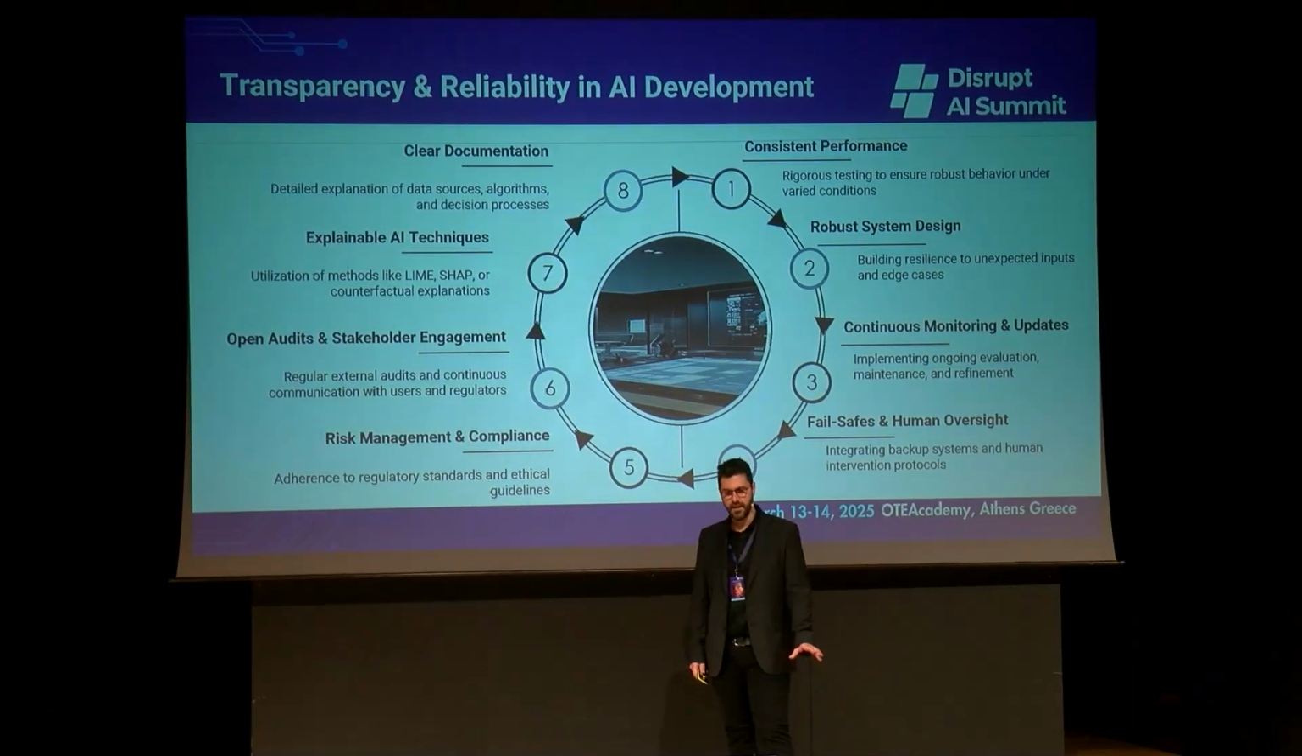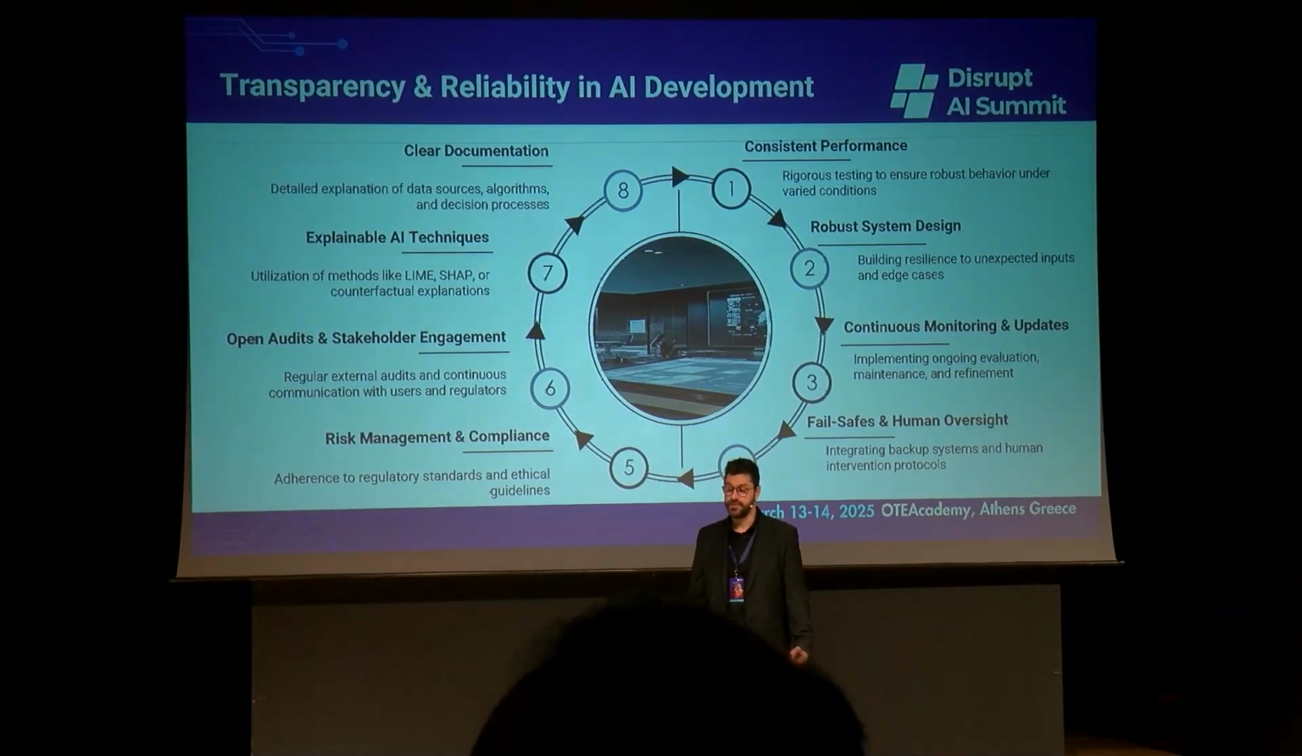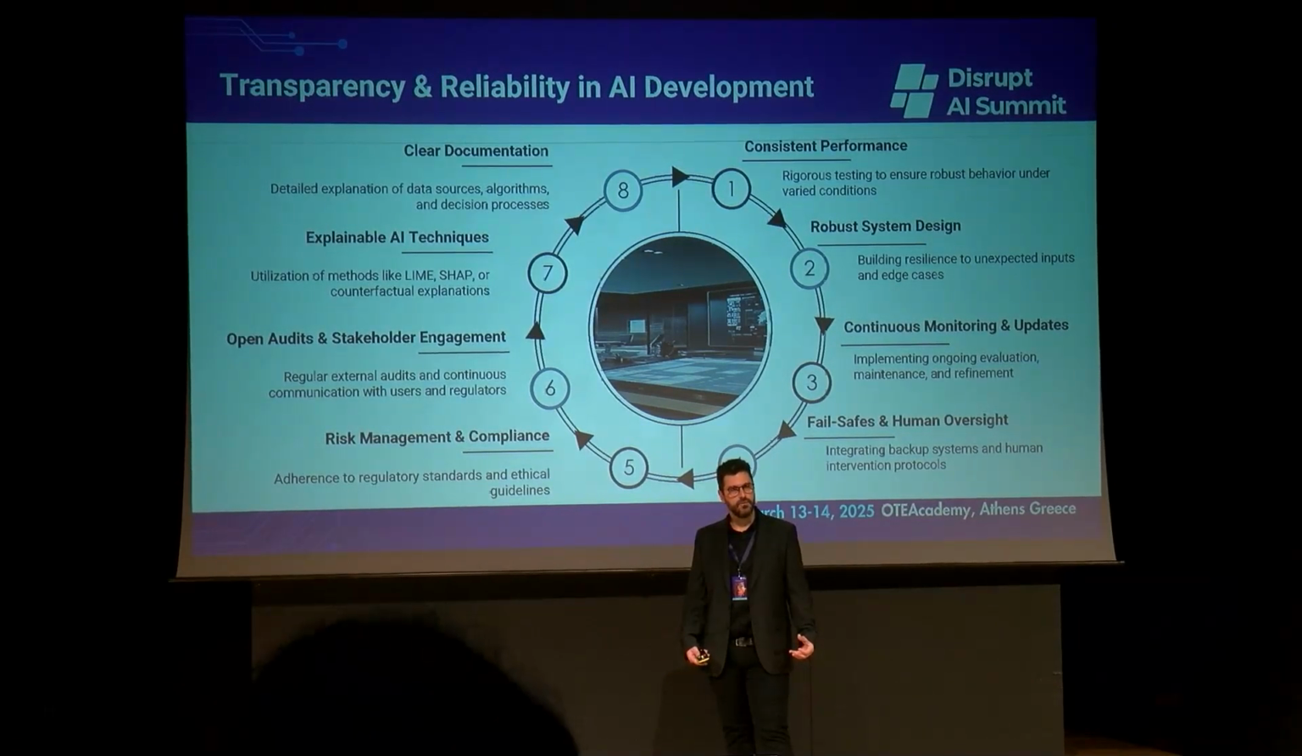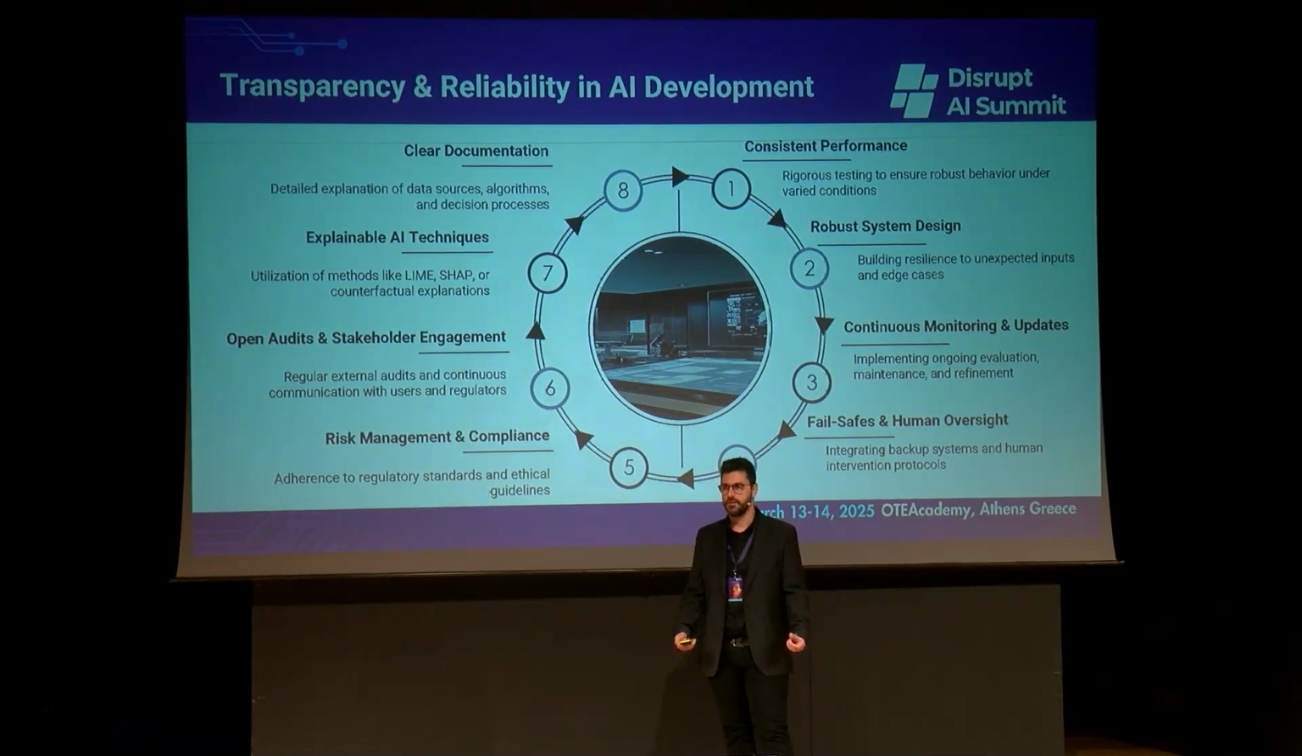For transparency and reliability, there are different ways to address it. I mentioned 8 steps, so it is a continuous process in order to address the transparency and the reliability of the system. Starting with consistent performance, we need to avoid deviation in the performance of the system. If we're talking about a RAG system, it is important to have a process to always judge and capture the performance of the system, and try to be as consistent as possible.